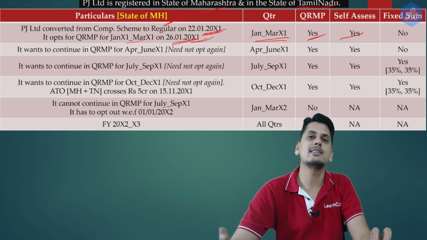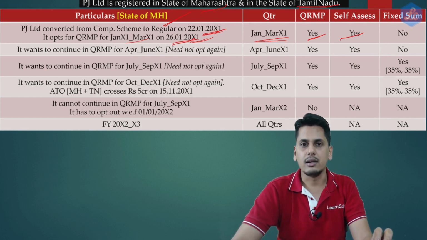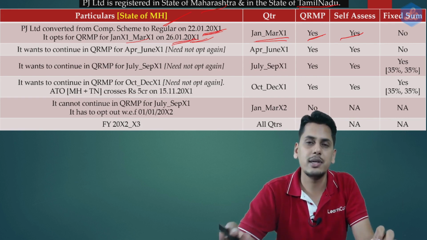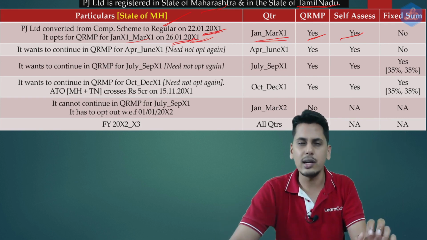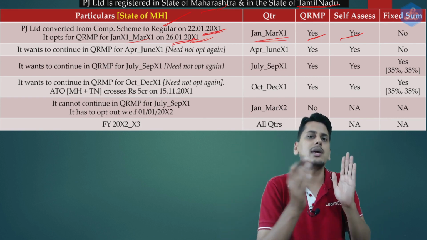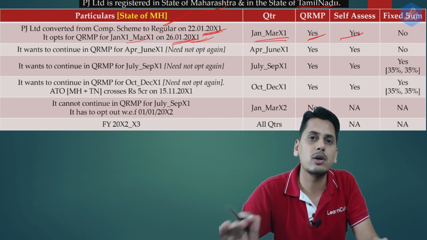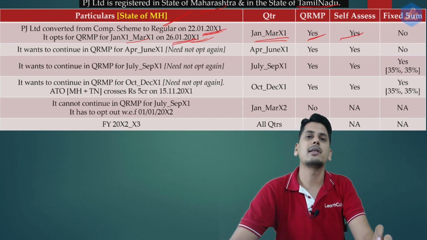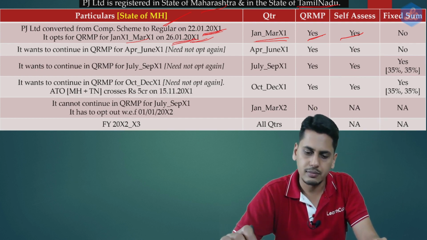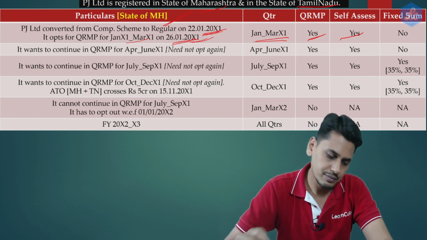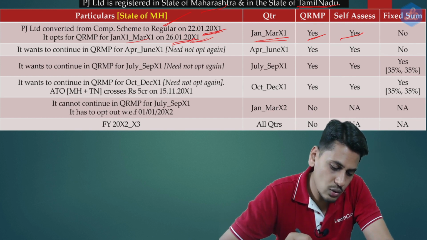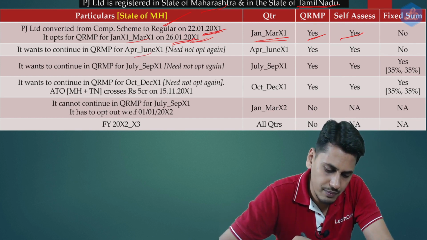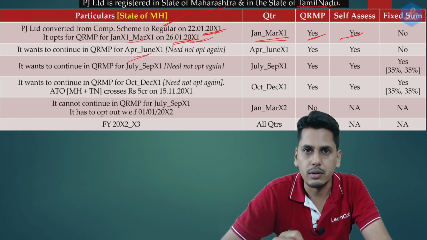The reason why it is no, because for the complete tax period, for the preceding complete tax period, GSTR 3B history is not available. What are you going to keep as the base to compute the 100% or 35%? Therefore, fixed sum method is not available. Let's proceed further.